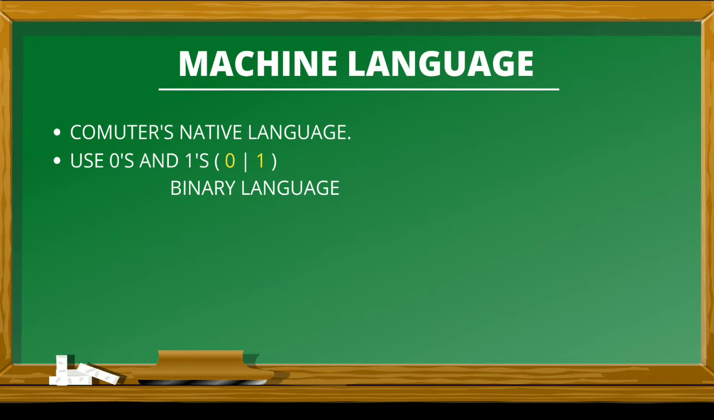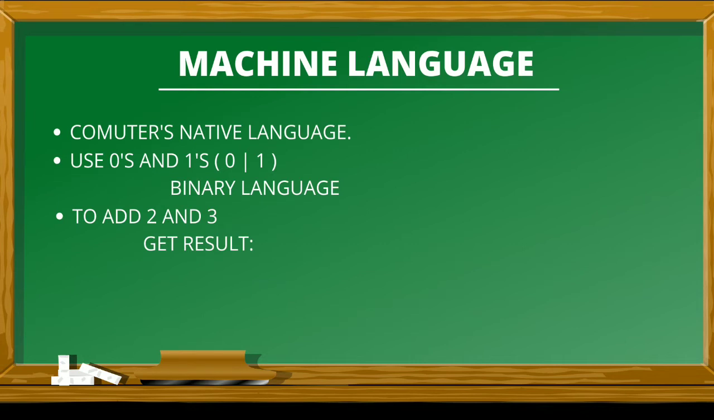For example, if we want to add two numbers, 2 and 3, and get the result, we would write something like this. This is an instruction written using machine language. It is a group of zeros and ones, as you can see. And this is only one instruction, just to get the sum of 2 and 3 and get the answer, which is 5. So as we can see, this is very hard to use.